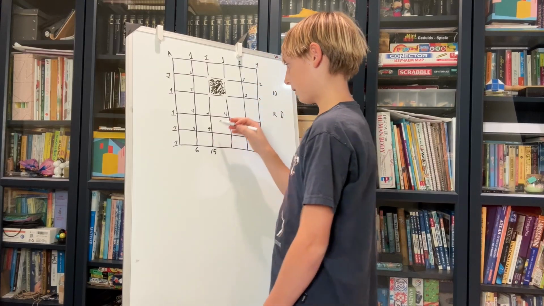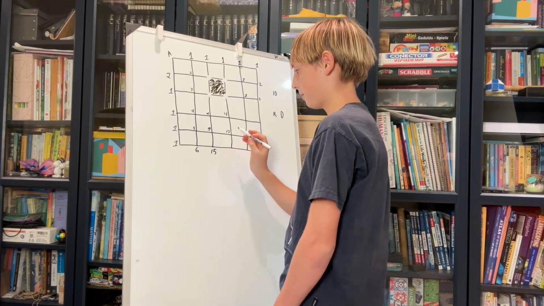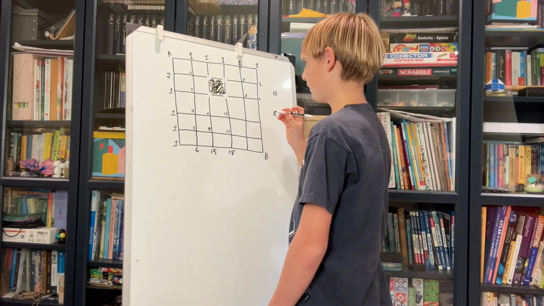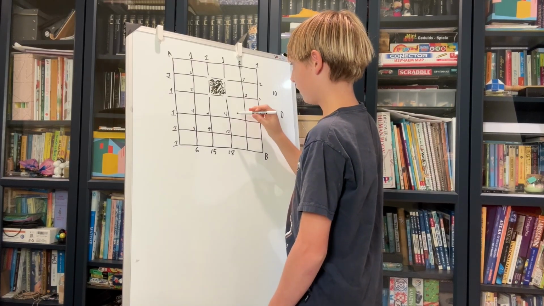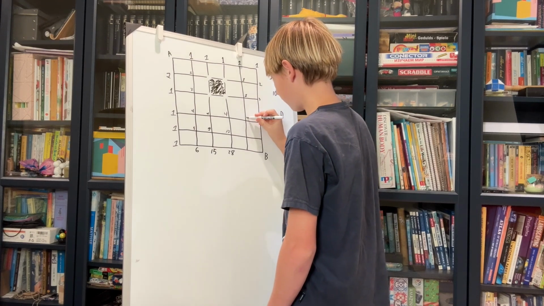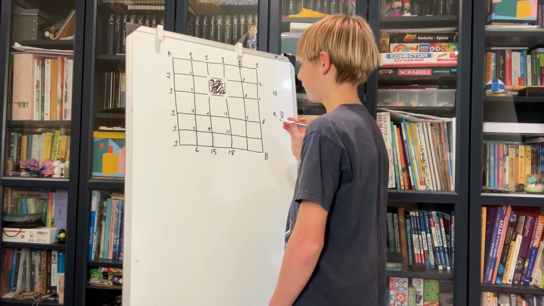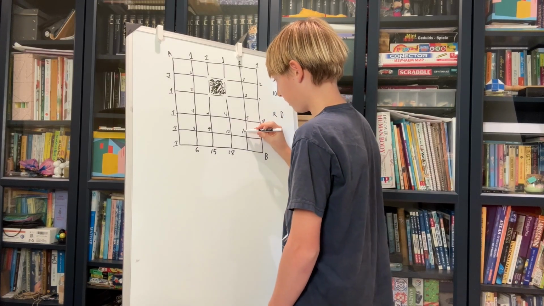And then here there are 4 plus 9, 13 ways. Here there are 13 plus 15, 28 ways. And then here there are 4 plus 1, 5 ways. Here there are 5 plus 3, 8 ways. And then here there are 5 plus 13, 18 ways.